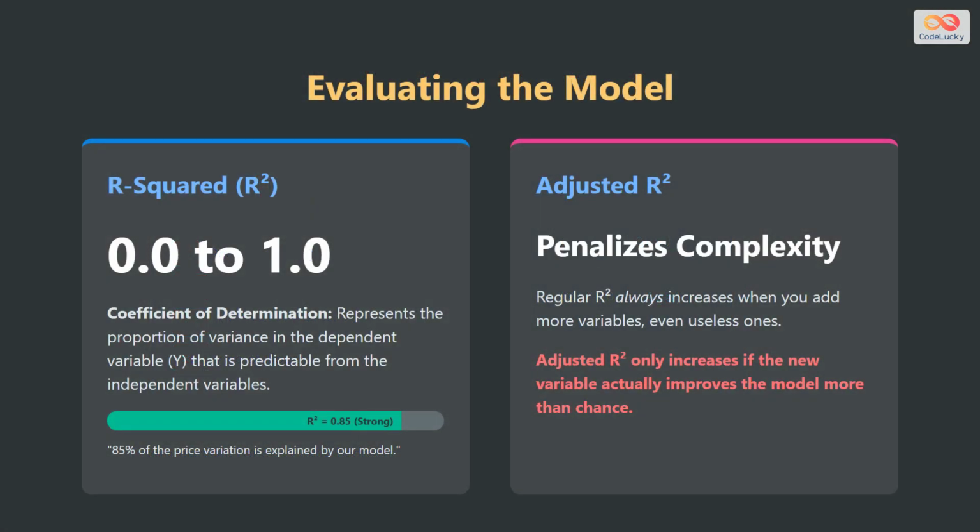How do we know if our model is any good? We look at r², or the coefficient of determination. This number ranges from 0 to 1. An r² of 0.85 means that 85% of the variation in house prices is explained by our model. However, be careful. In multiple regression, we often use adjusted r². This version penalizes you for adding useless variables, preventing the model from looking better than it actually is just because you added more data.